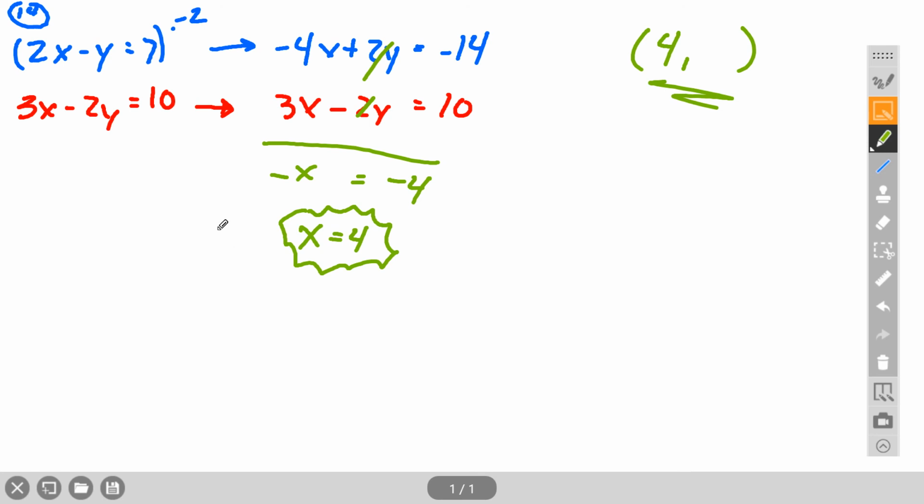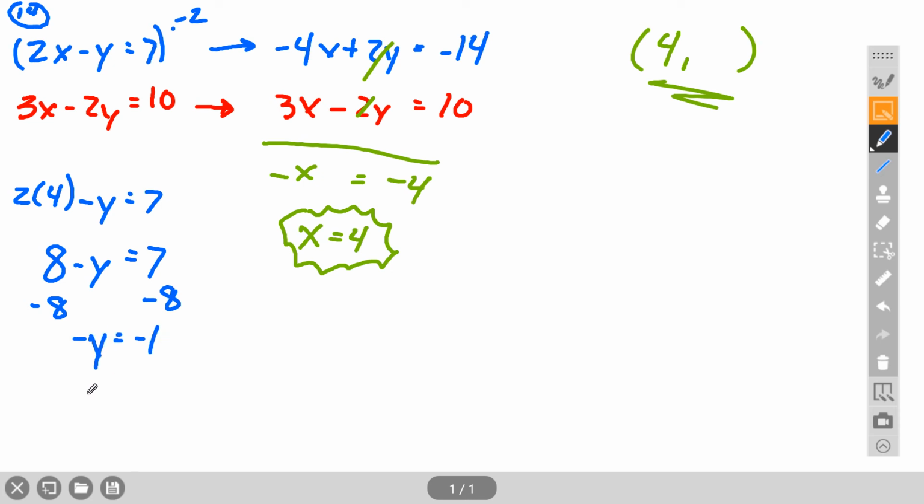To find the y, I'm going to plug in the x into one of these. I'm going to do the first one. Why not? 2 times 4 minus y equals 7. 8 minus y equals 7. Subtract 8 on both sides. Negative y equals -1, or y is equal to 1. So 4, 1 should be my solution. I do want to check it. 8 minus 1 is 7. True. 12 minus 2 is 10, that is also true. So this 4, 1 is my solution to number 14.